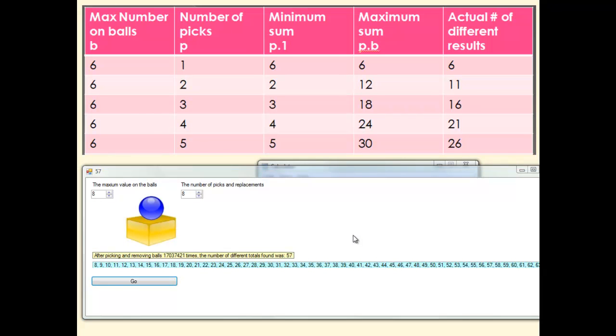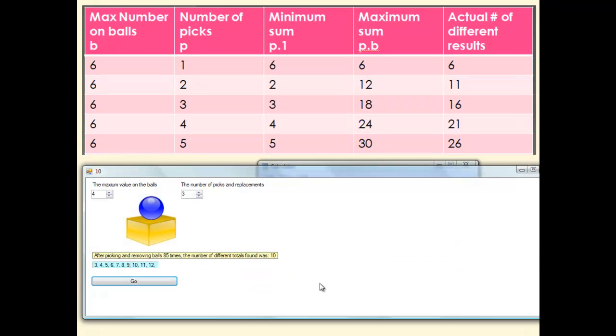Before we leave this, what do you reckon to this? Let's say we had 4 as the maximum value on the ball that you could have, and we pick, let's say, 3 times. What do you predict the answer to be? And can you predict what the actual values will be now? Yes, it's 10. And the values will be from 3 to 12. 1 and 2 cannot be seen because the minimum value that you can get is 3 times 1.